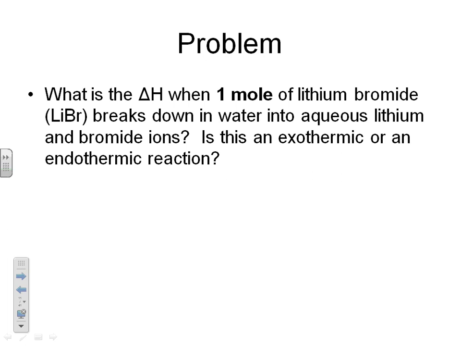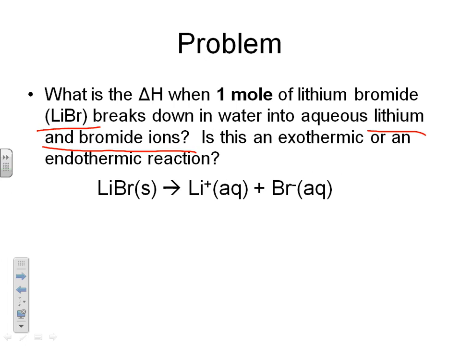So on table I, find a reaction that represents this. It's 1 mole of lithium bromide, LiBr, and we want to find that it breaks down into aqueous lithium ions and bromide ions. So we're scanning for something that looks like this: LiBr solid goes to Li plus, Br minus aqueous.